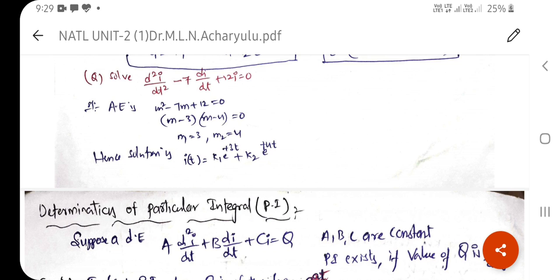Then you may write the complementary function of the given differential equation. So i of t is equal to k1 e power 3t plus k2 e power 4t.